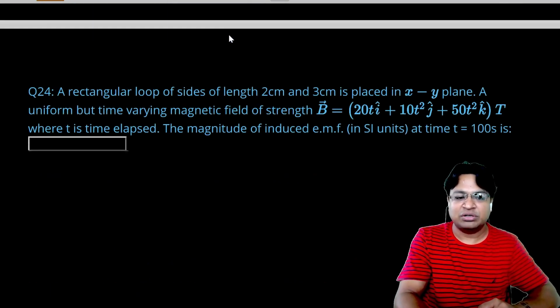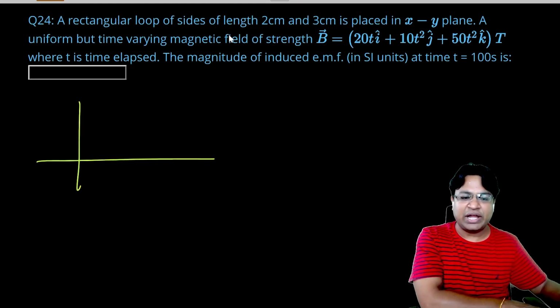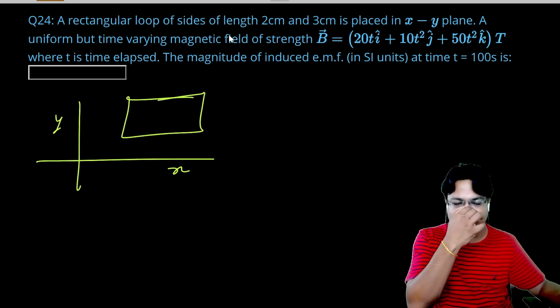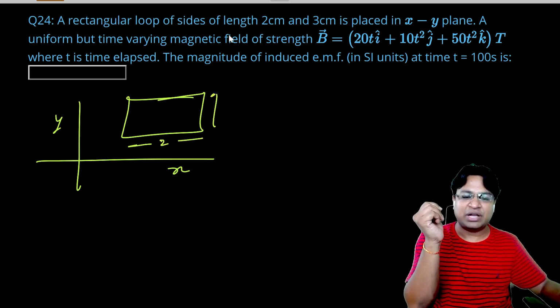And now we move to the next question. It says a rectangular loop of side. So there is an xy plane. This is the x-axis, this is the y-axis. A rectangular loop is kept somewhere in this plane. The sides are 2 and 3. It doesn't match the dimensions, it looks like 2 is more than 3, but let's ignore that fact.